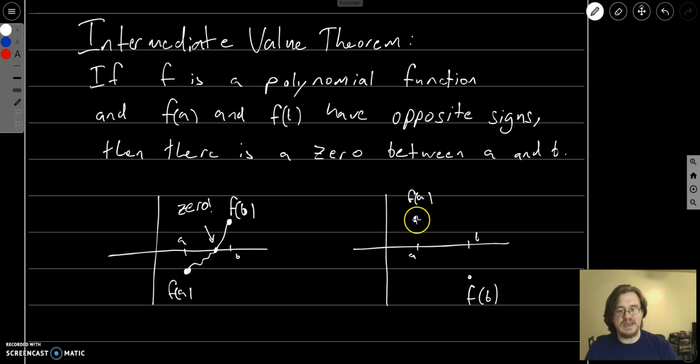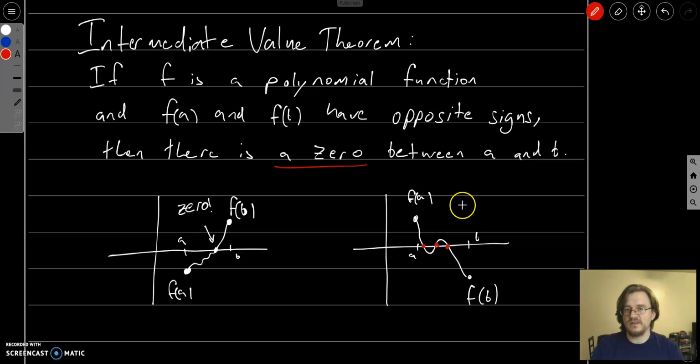It's the same way if f of a is up here and f of b is down here. I have to cross the x-axis somewhere to get from above the x-axis to below the x-axis. I could do so multiple times. I could cross the x-axis, come back up, cross the x-axis again, and here, if I highlight in red, we'll have 3 zeros. But all the intermediate value theorem says is that there has to be a 0. There can be more than one, there could be lots, there could be hundreds of thousands, but we know that there's at least one. So if we have to cross the x-axis somewhere, there's going to be a 0.